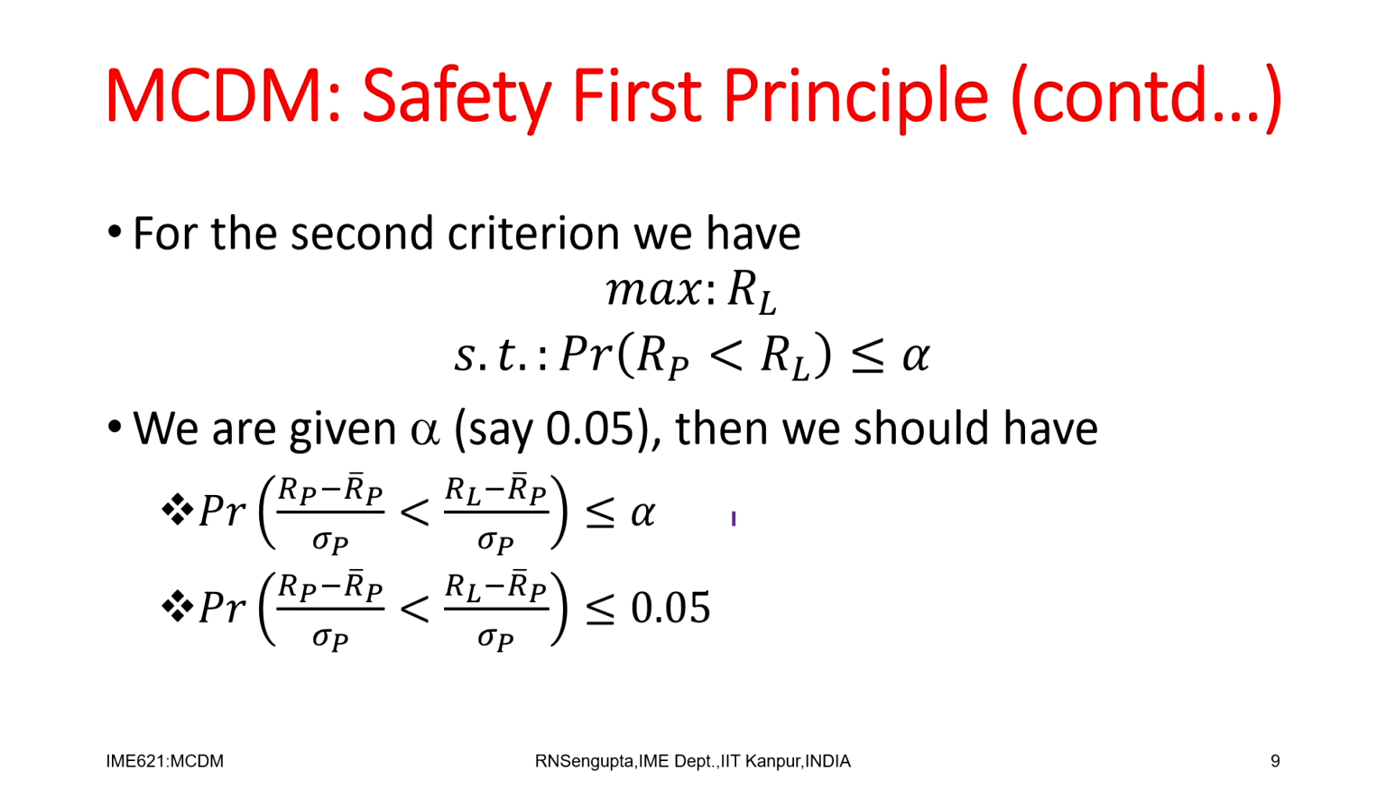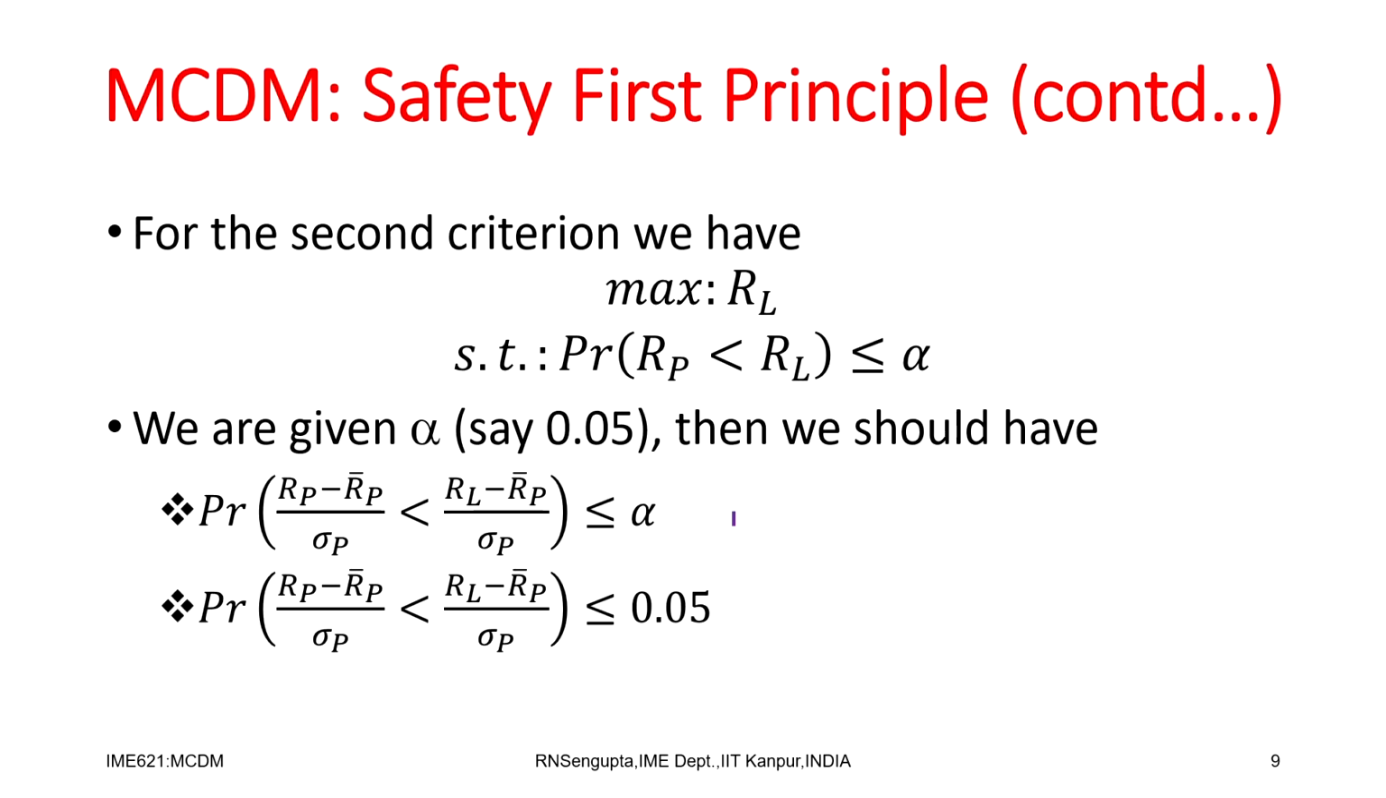So, even though I have been switching between and discussing all the 3 norms of the safety first principle, yet I would like to take your time in trying to discuss the second criteria and then the third. The second criteria was maximization of RL.